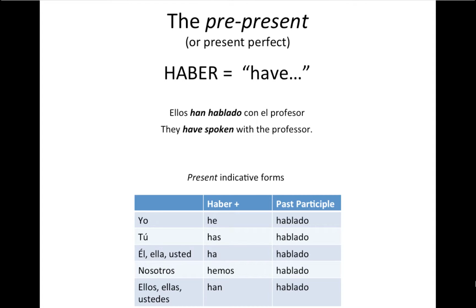Yo he hablado, I have spoken. Tú has hablado, you have spoken. Él, ella, usted ha hablado, he, she, or you formal have spoken. Nosotros hemos hablado. We have spoken. Ellos, ellas, ustedes han hablado. You all have spoken. This is the present tense form of haber when we're using it as have done something.